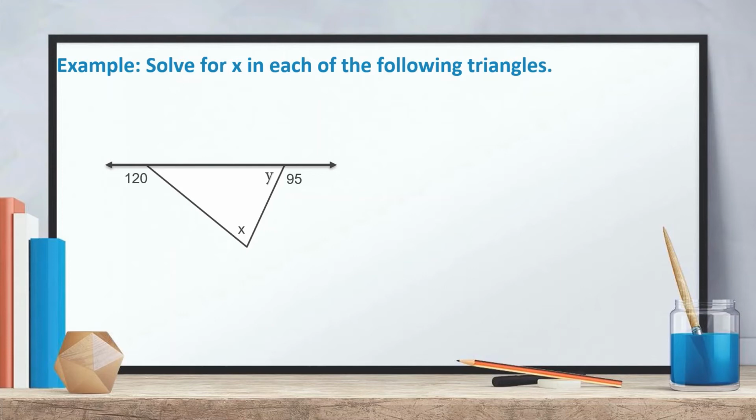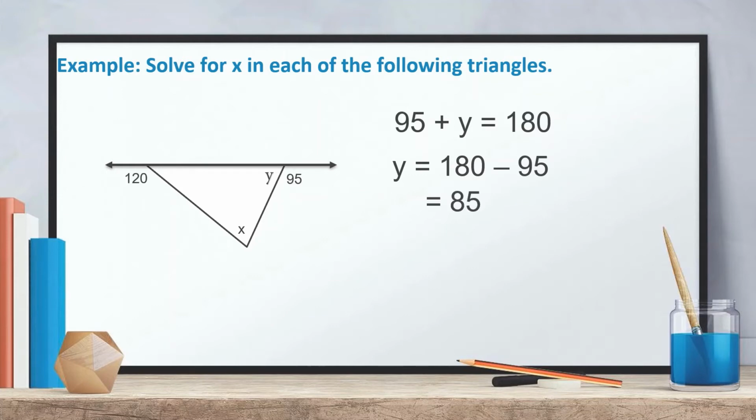Take note that y is adjacent to 95 and forms a linear pair. Remember that angles in a linear pair are supplementary. So we have 95 plus y is equal to 180. To solve for y, we simply subtract 95 from 180. So 180 minus 95 is equal to 85.